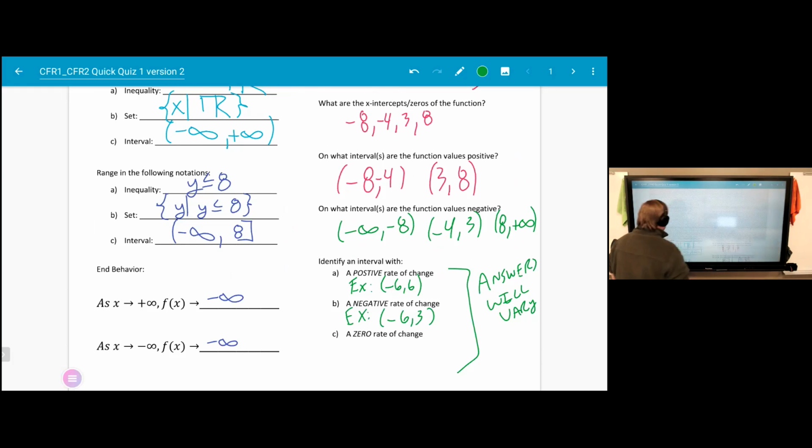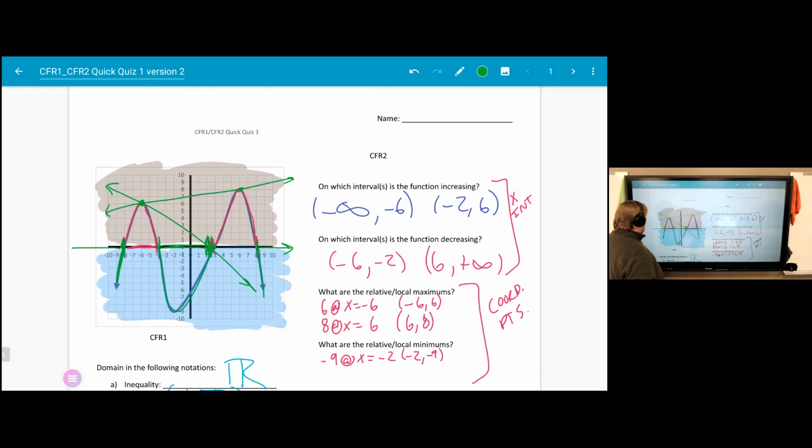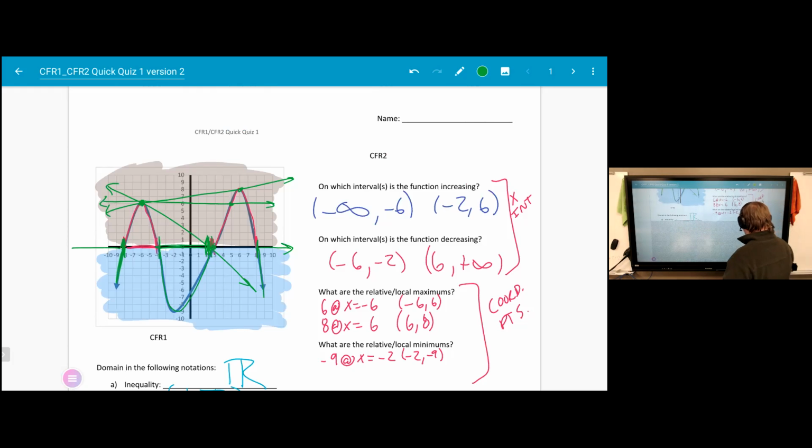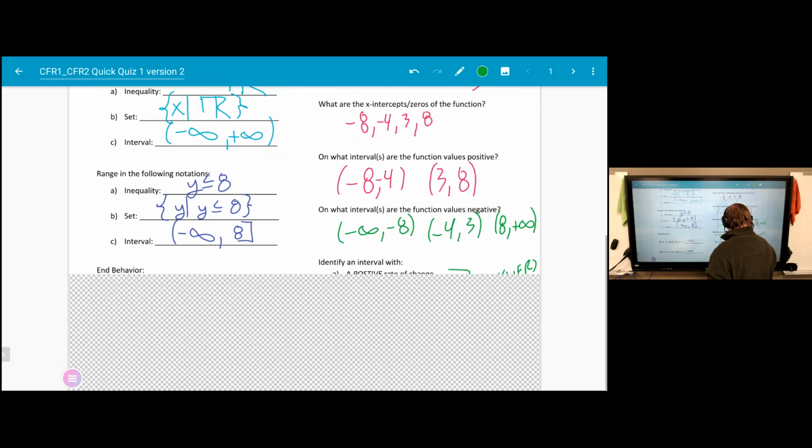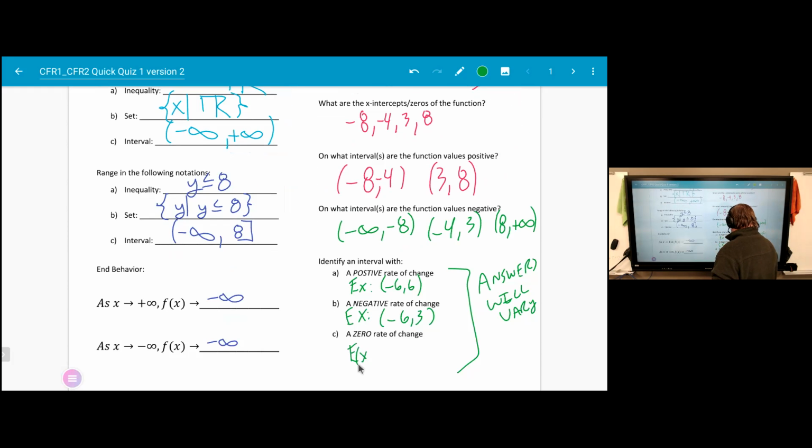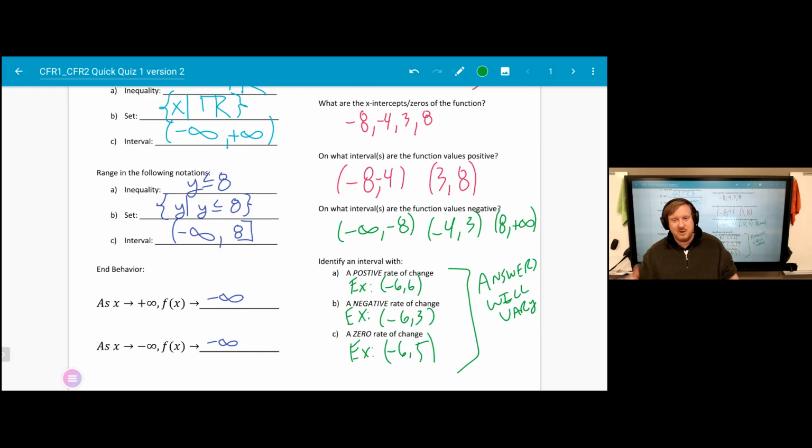And the zero rate of change is going straight across. How about from -6 to that value right there? Would that give me a horizontal line? A horizontal line is a zero rate of change. So from -6 to 5, how about that? Again, just an example. You could have completely different values, but as long as those two x values go from small to big and give me a positive, a negative, or a zero rate of change, we're good to go.